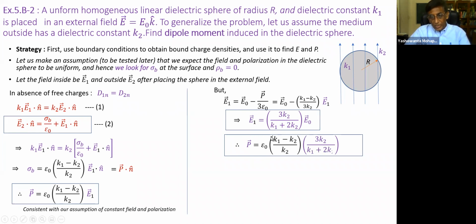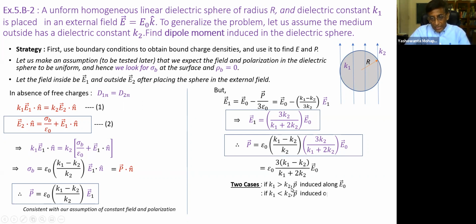Earlier P is written down in terms of E1, but finally I want to get P in terms of E naught. So I got E1 from E naught, and hence I can now write this down. K2, K2 cancels, and this is 3 K1 minus K2, K1 plus 2 K2 E naught. So first I get P in terms of E1, and now P in terms of E naught. All right. So now there can be two cases. Either K1 is greater than K2, then the P that will be induced will be along E naught in the K direction. If K1 is less than K2, then the P induced is opposite to E naught.